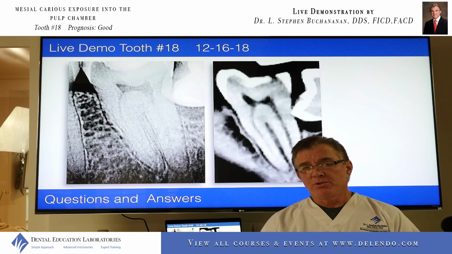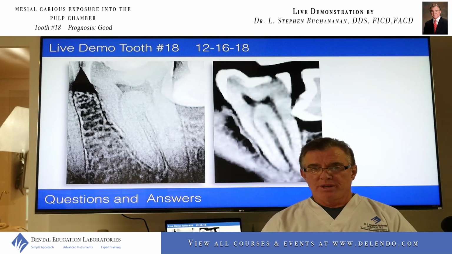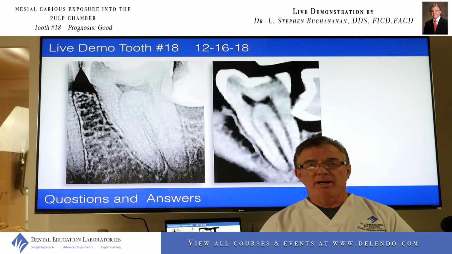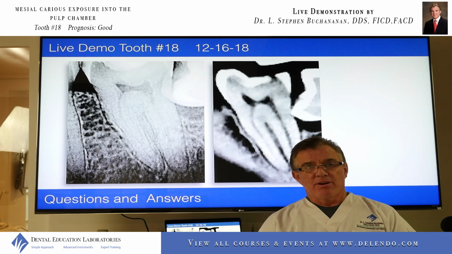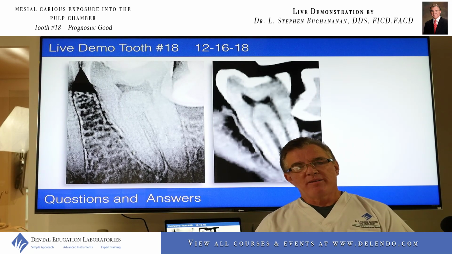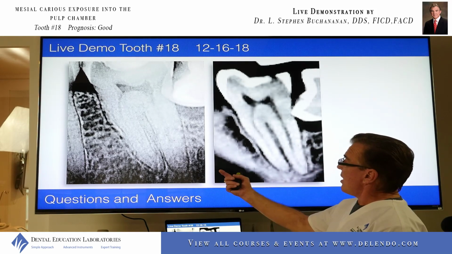This is a follow-up to our second case, tooth number 18. Lower molar treated with minimally invasive coronal shaping and GentleWave cleaning with bioceramic sealer and the abbreviated continuous wave of condensation technique. You see the pre-op case here.